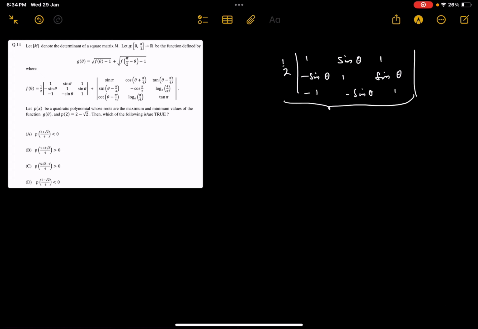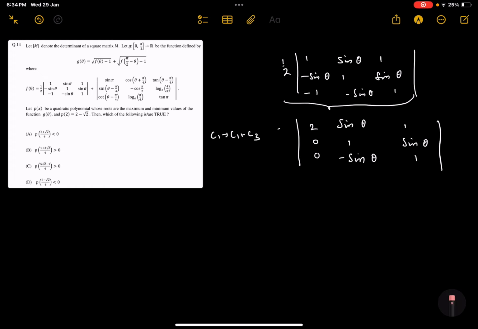So this determinant will then become half, by doing the operation C1 goes to C1 plus C3. So this half goes inside and we'll multiply this by the first column. So this will become 1. So now we'll open this simply as this into this minus this into this. The determinant value of this becomes 1 plus sine square theta.